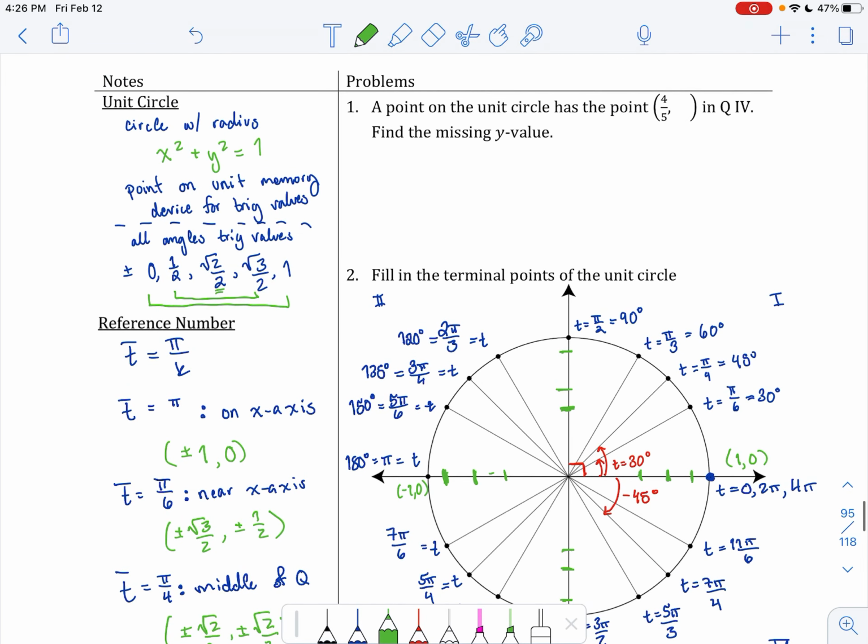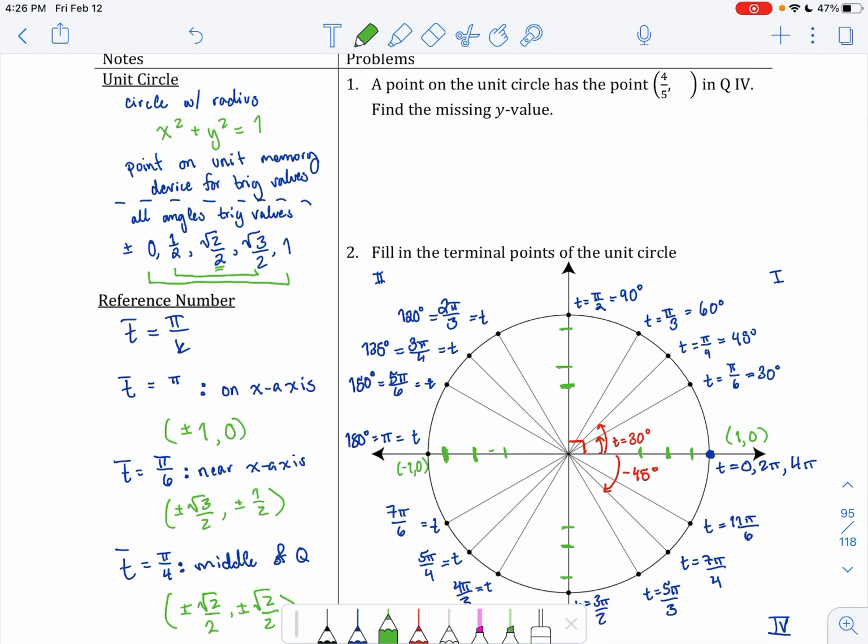If it's helpful, actually write in the ordered pairs for each of these points. I know some students do that. Don't feel like you have to. But here you're like, okay, that's both positive and so on.